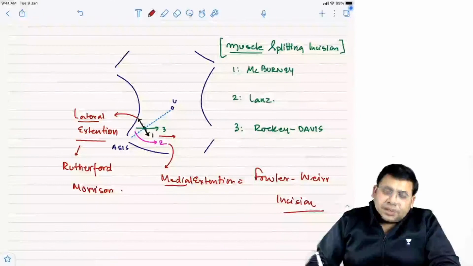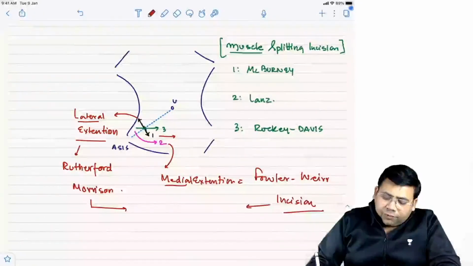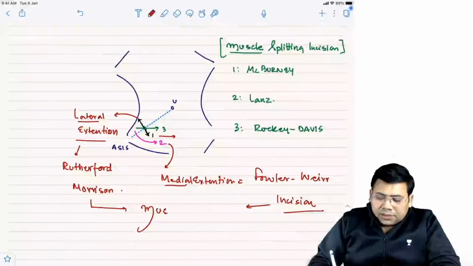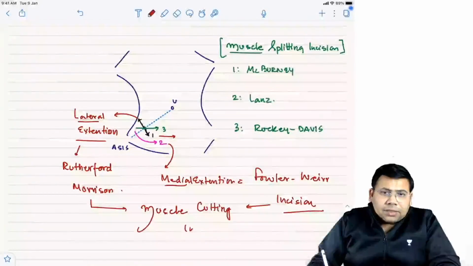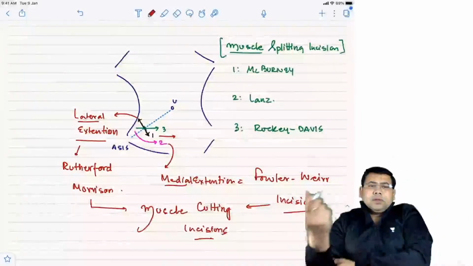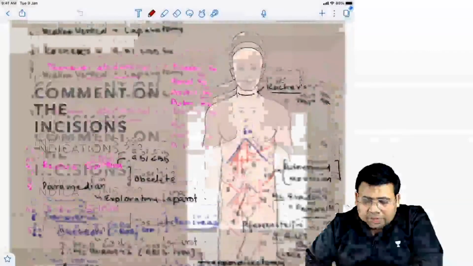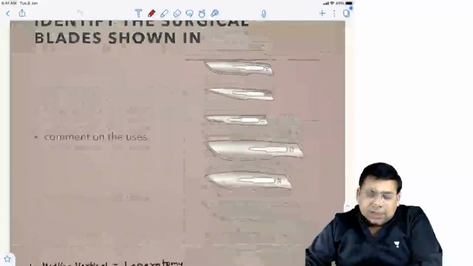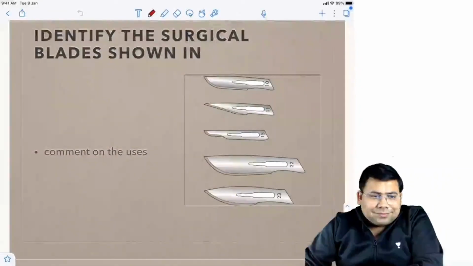So children, for the medial extension, the important ones are Rutherford-Morrison and Fowler-Weir. They are all muscle cutting incisions. Are you getting this or no? This is simple, very simple. Let us discuss one more important easy question. Let us discuss the surgical blades.